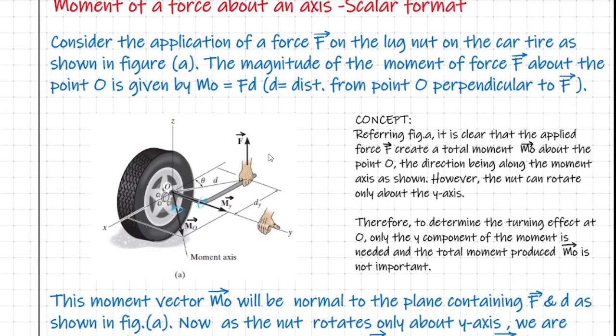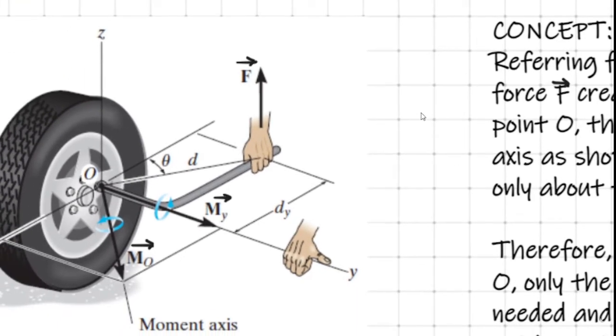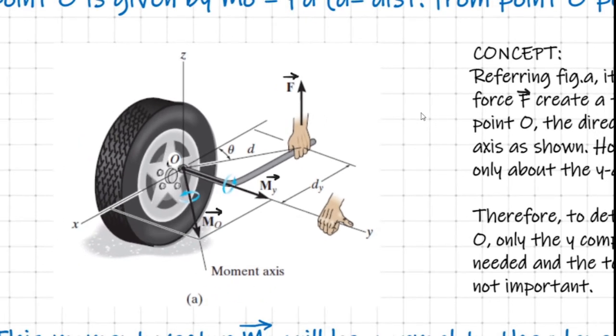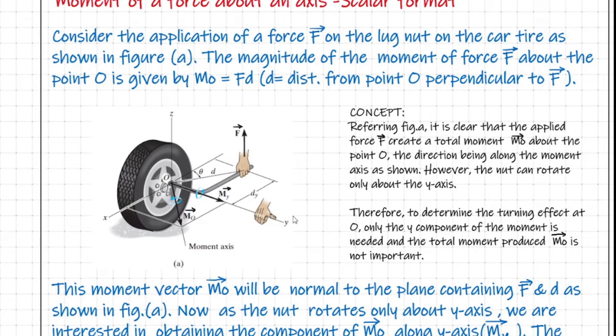So this is all about the definition of the moment of a force about an axis in the scalar format. To conclude, the magnitude of the moment of a force about an axis is equal to the magnitude of the force F into dy. Don't use d but use dy, where dy, as the term indicates, is the perpendicular distance measured from the axis y to the line of action of the force F. The direction of this moment about the y-axis can be straightaway obtained from the so-called right hand rule.